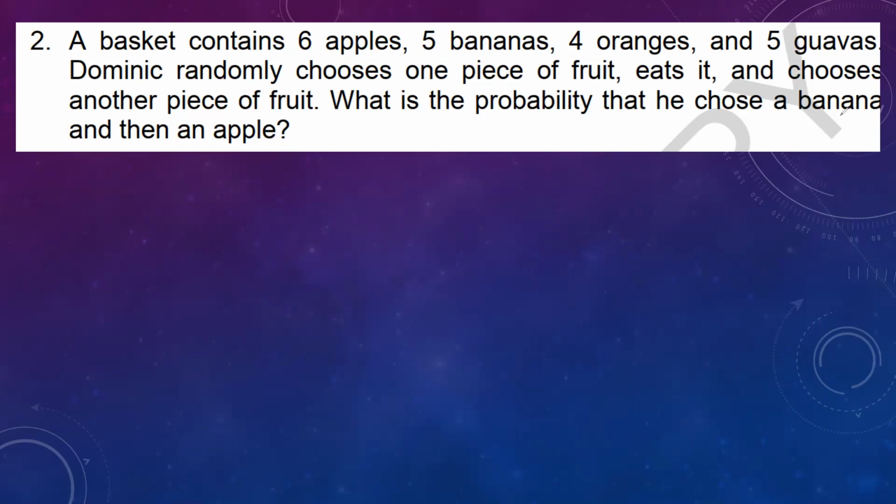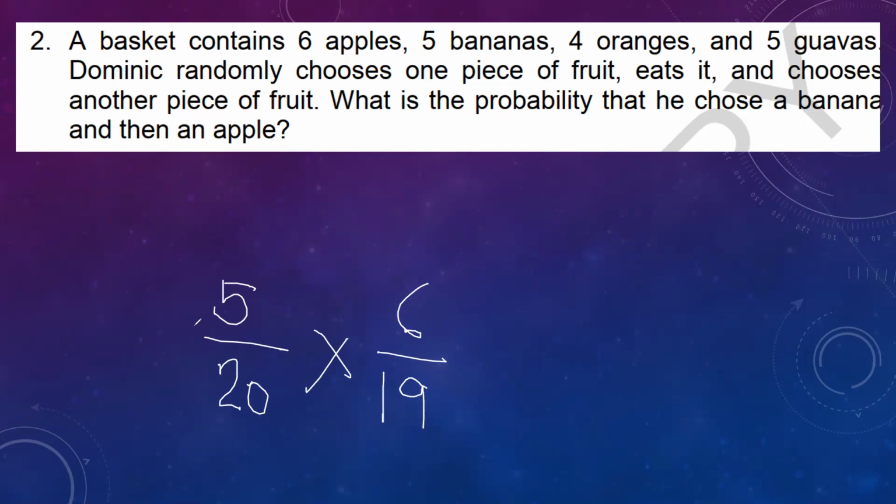He wants banana, then apple. So what is the probability of banana? 5 over 20, times apple, 6 over 19. Nabawasan na, so pwede natin yung lowest term. This is divisible by 5: 1 over 4. Yung 6 at saka 4 pwede pa.